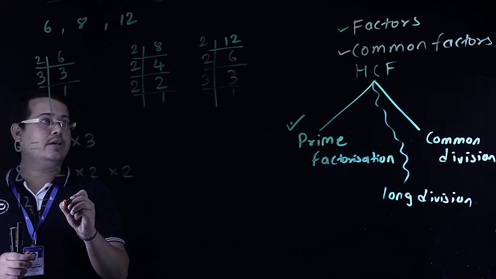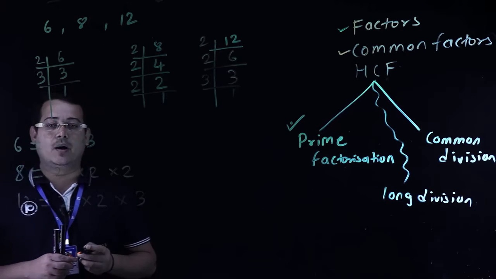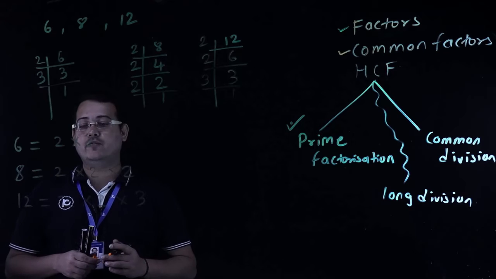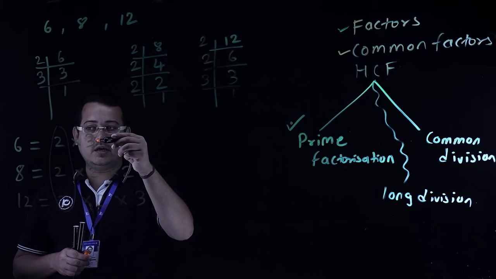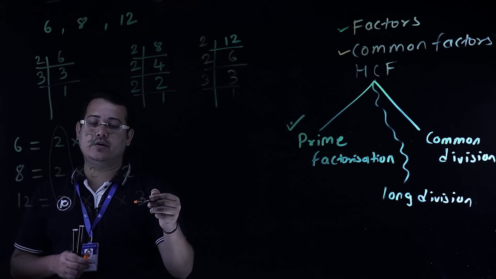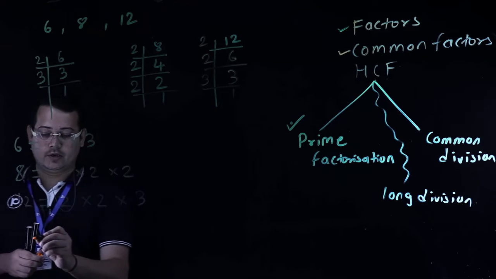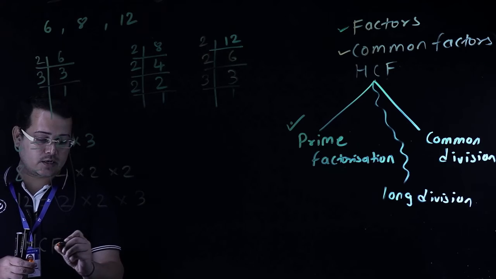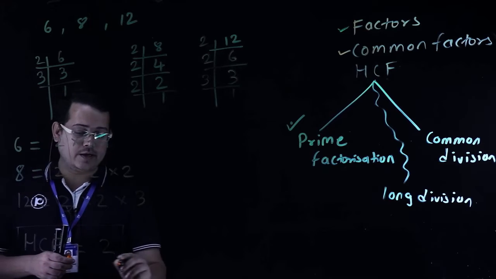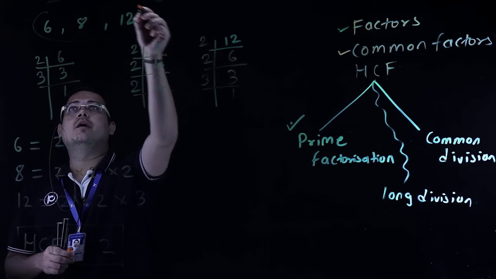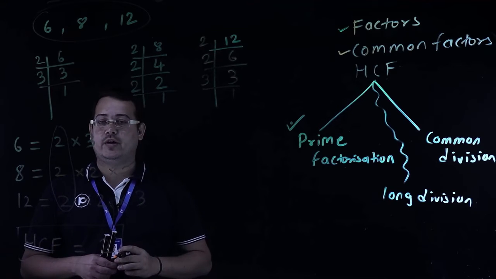And the factors of 12 are 2 multiplied by 2 multiplied by 3. Now we have to find the common factors, and the common factor is 2. 3 is here, but 3 is not in 8, and 3 is there in 12, so I cannot take 3. Also in the 6 we do not have any extra 2. So here the highest common factor is only 2, so we can say that the HCF of these 3 numbers is 2, and this method is called prime factorization.